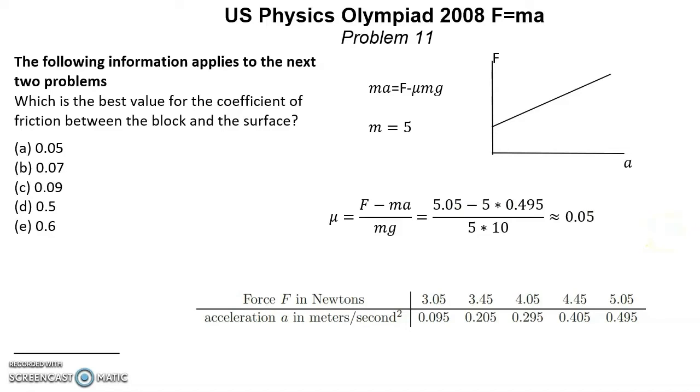So we can use all data which we already have. And this is our calculations. So here we use force 5.05 and acceleration 0.495. Put it in this formula. And finally we found that mu equal 0.05. That's answer A.